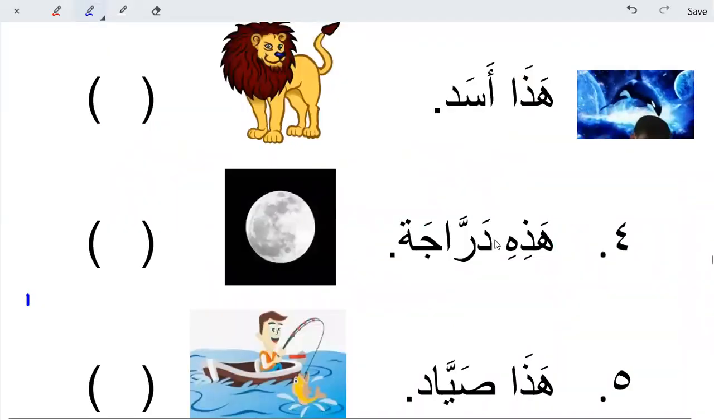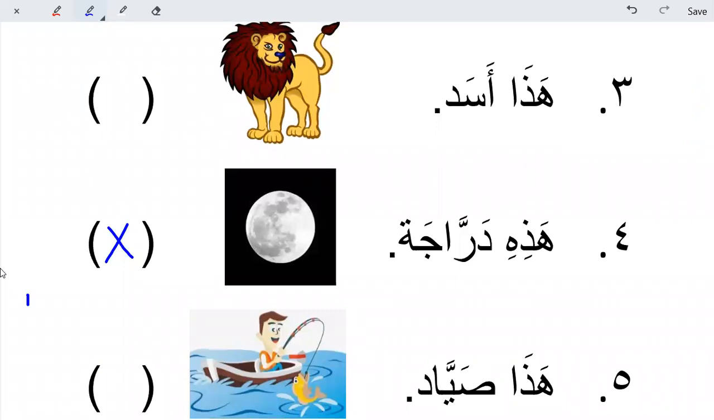So next one, this number four. Okay. Hadhihi daraja is khata. It's, this is a bicycle, I think. Good. Next. Okay, the next is Haza Sayyad. Sayyad is sahih. Sahih, good.